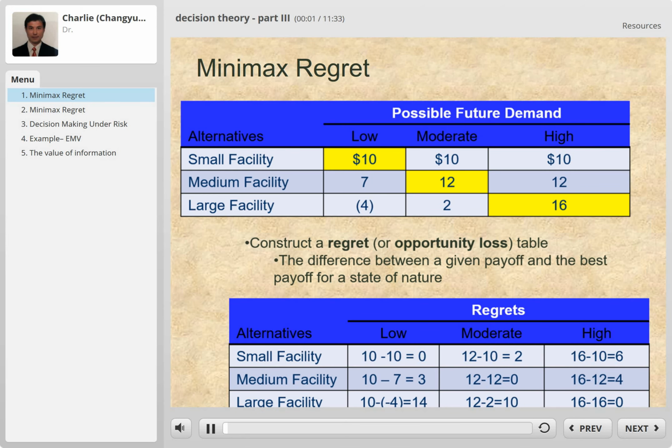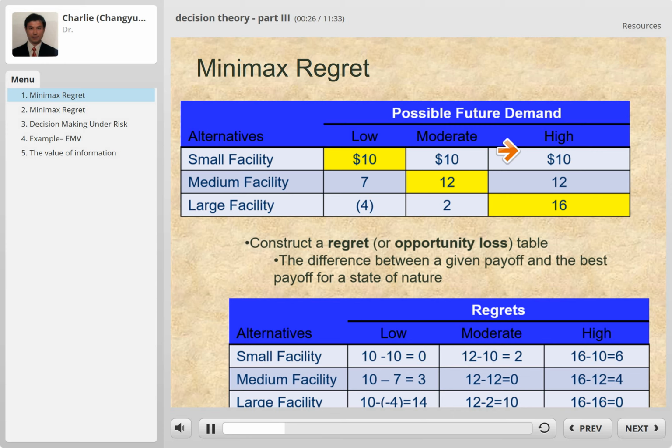We also can do minimax regret. We work on regret. Here are the steps. We have the same payoff structure here for a small facility, large facility, and a medium facility. We can have low possible demand and moderate and high. So the setup is exactly the same as our previous example.